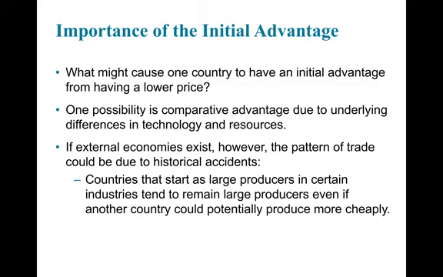So what may cause one country to have an initial advantage from having a lower price? Of course there could be reasons due to comparative advantage, different technologies, different resources, but it could also be that external economies are due to historical accidents. That means that in such a case, the pattern of trade, as opposed to being determined by some comparative advantage, is determined by historical accident. What do I mean by that?